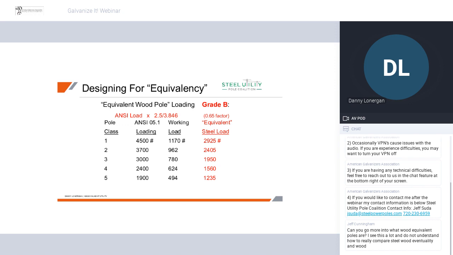We have seen many utilities really stepping away from grade C. But this is the beginning of the wood equivalent type definition.